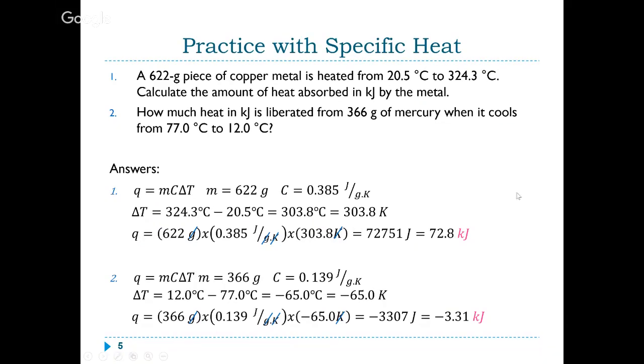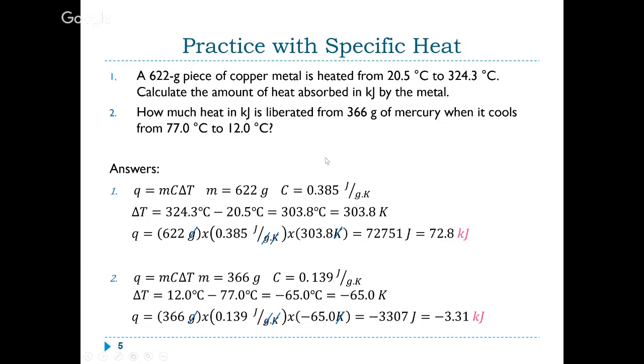So first of all, we just want to pay attention and keep thinking conceptually about things. We see that our temperature has increased. That means that this is an endothermic process. So that tells us that the amount of energy that we calculate has to be positive. All right, some key words, right? It says absorbed. Anytime we see absorbed, that means that it's endothermic.